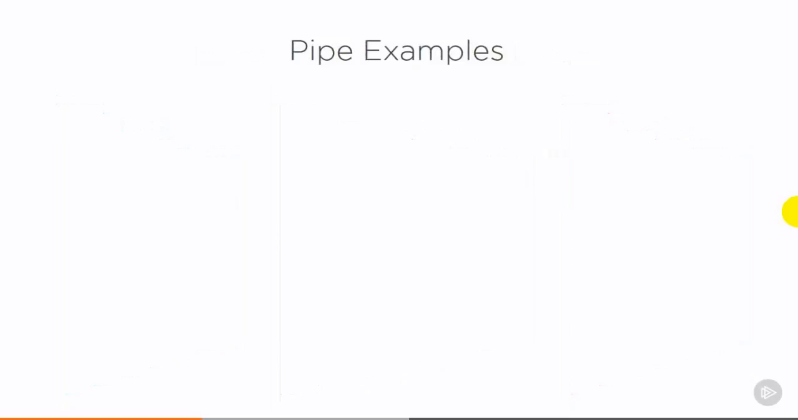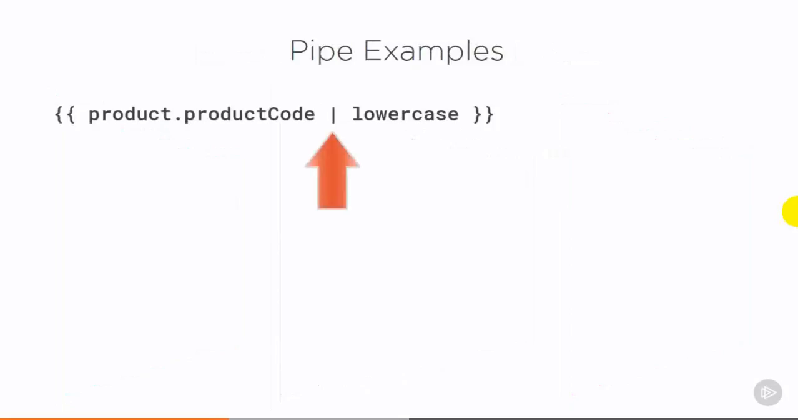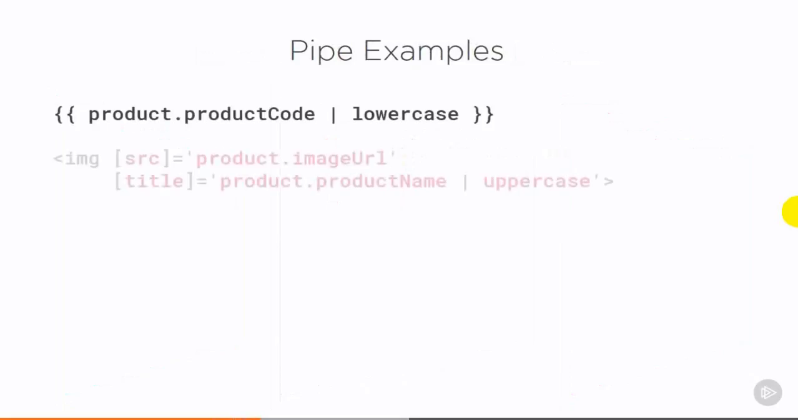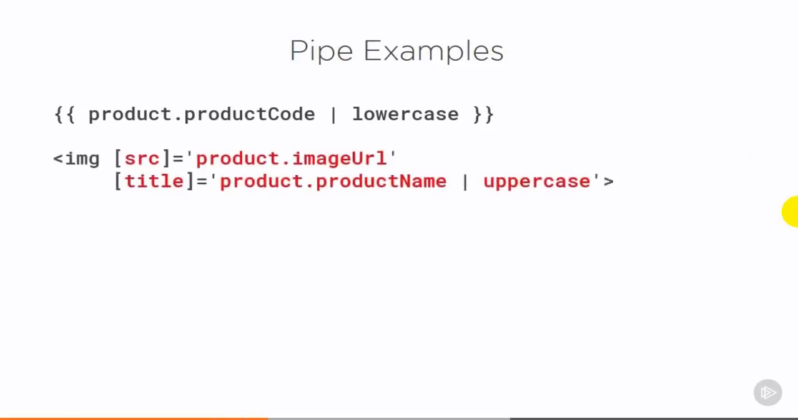Let's start with a simple example. Say we want to display the product code in lowercase. We can add the pipe character after the property in the template expression, and then specify the lowercase pipe. The product code is then transformed into lowercase before it is displayed. We can also use pipes in property bindings. Add the pipe after the property in the template expression and specify the desired pipe.